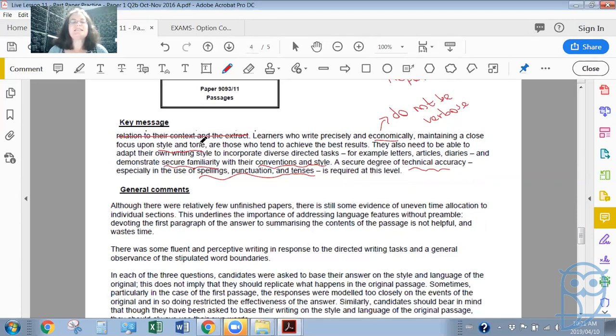Maintaining a close focus upon style and tone. Style, the way that he writes. The tone, humorous tone, revelatory tone, all of that must come into it. And those are the people that achieve the best results in the directed writing section.